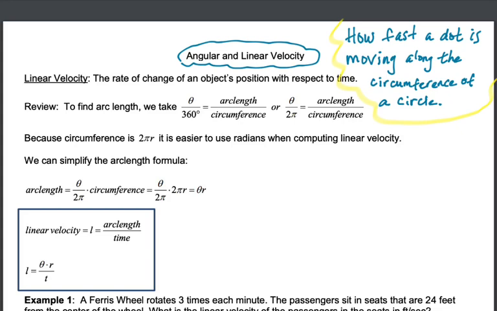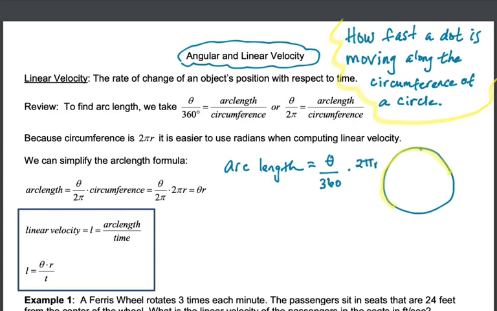So if you think about a circle and a dot moving around it, you're talking about a fraction of the circle's circumference. Back in geometry, we learned that arc length represented that fraction of the circle's circumference. We would have done the angle measure divided by 360. That represents the fraction of the circle's degrees that we're talking about. And then you multiply that times the circumference, which was 2 pi r.